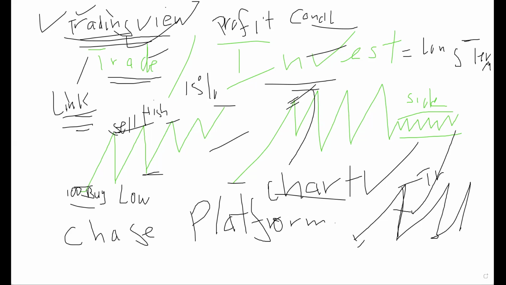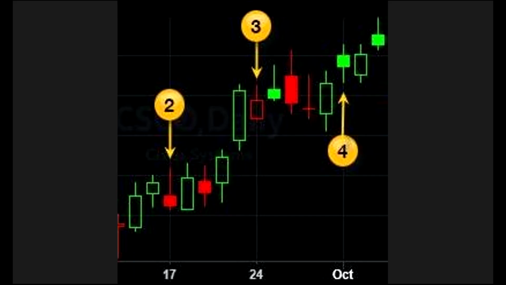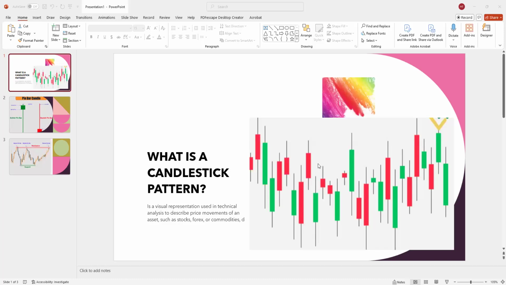Now, I'm going to show you something about the candlestick. In that class also, we teach you how to use candlesticks. So let me see, I can show you something about candlesticks. So what is a candlestick? I'm going to show you how to use candlesticks. In this class, we offer that. So we teach you about those things.